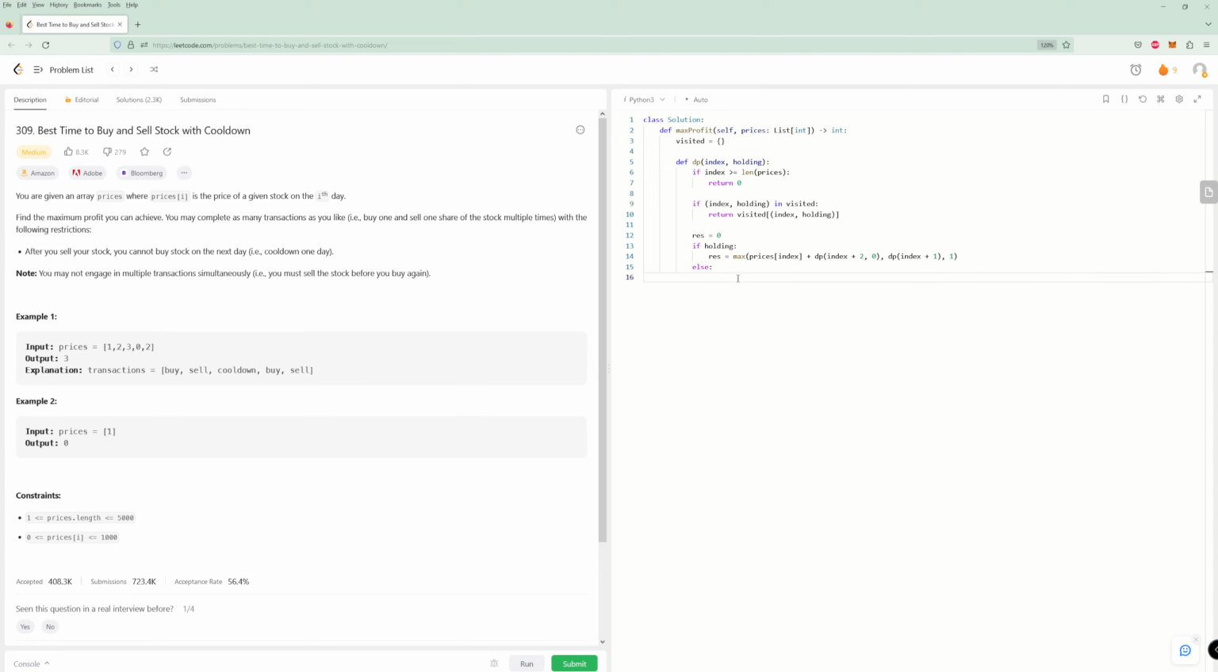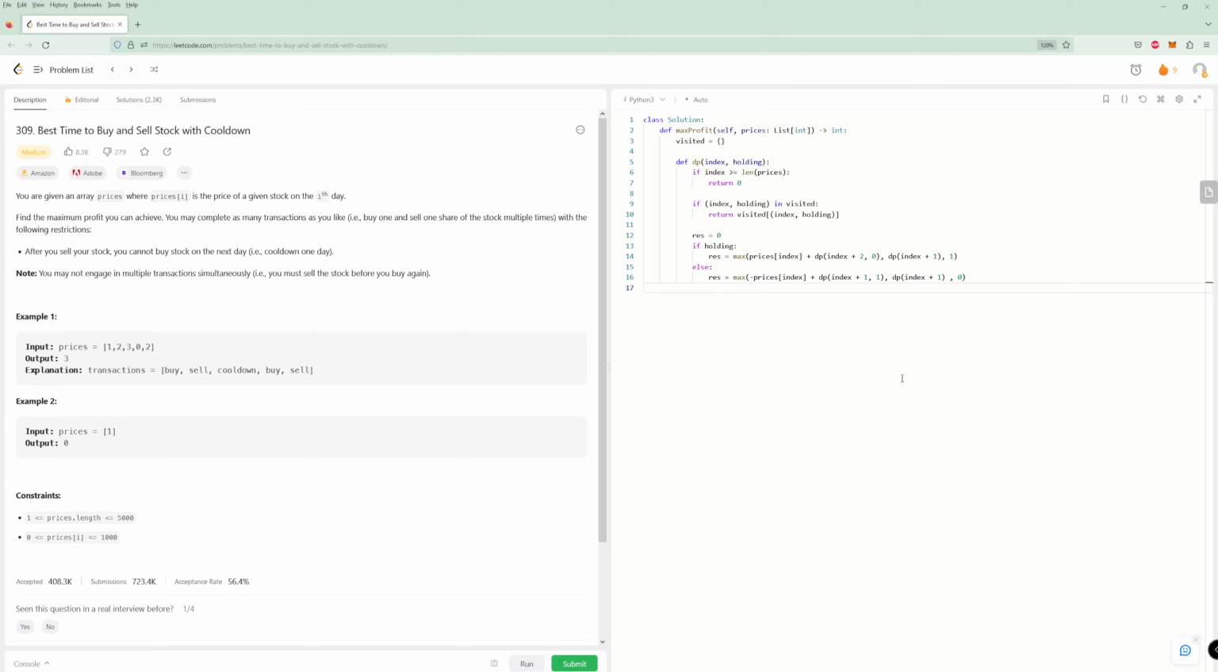Now, else is if we're not holding the stock. If we're not holding the stock, we have two options again. We have an option of buying the stock. If we buy the stock, it's going to be negative prices index, and then once we bought the stock, we call DP on index plus 1, and now we are holding. So that's one option. We buy the stock, there's going to be some negative value. That's why we don't need to pass it into anything else, because we take care of that here. Our other case is we don't buy the stock and we just go on to the next index, so that's index plus 1, and we are still not holding.